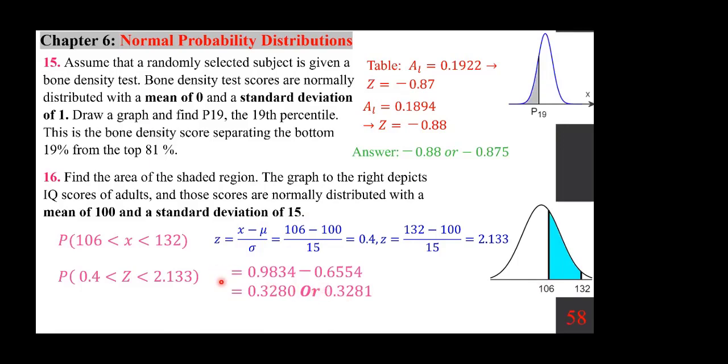By the way, we are subtracting 0.6554 from this number because if you look at the graph, it gives you the area to 2.133 and then the area to 0.4. That's why you are subtracting.